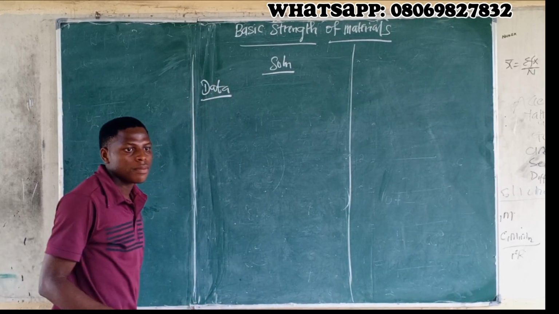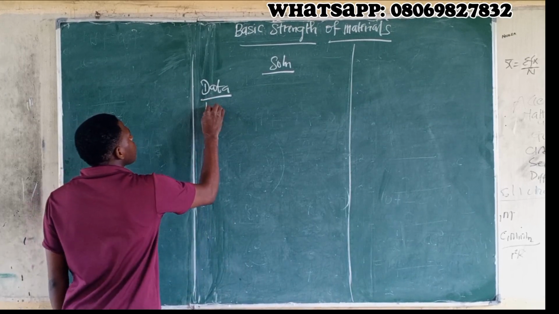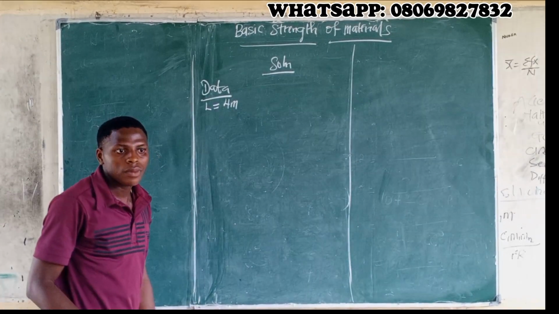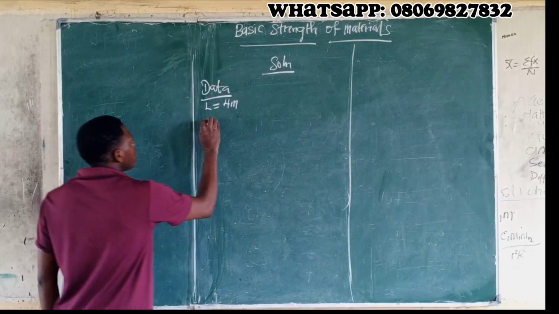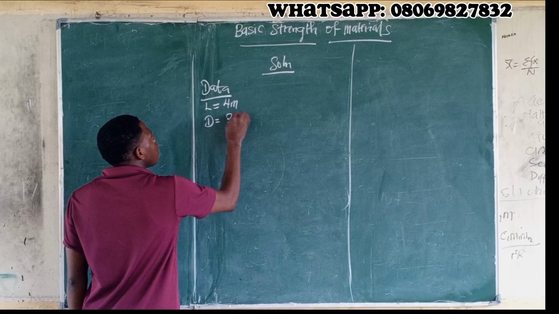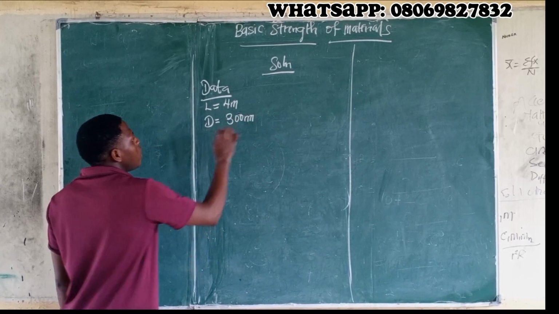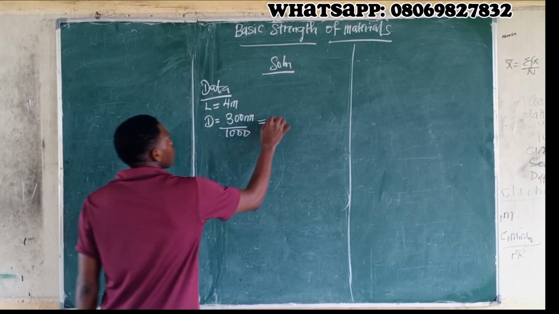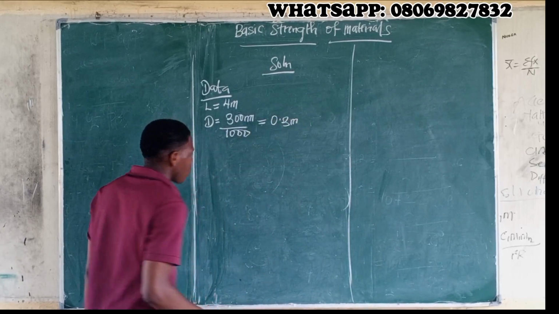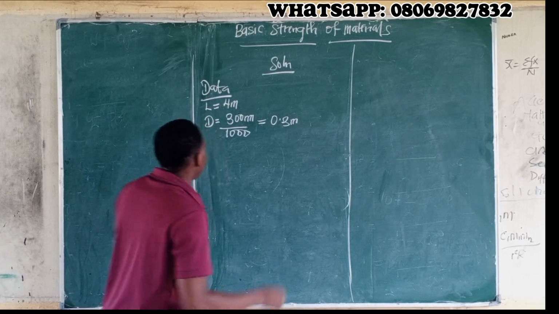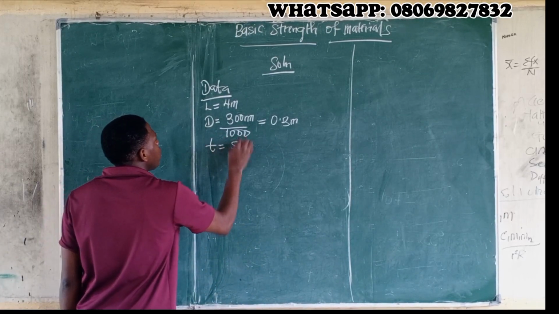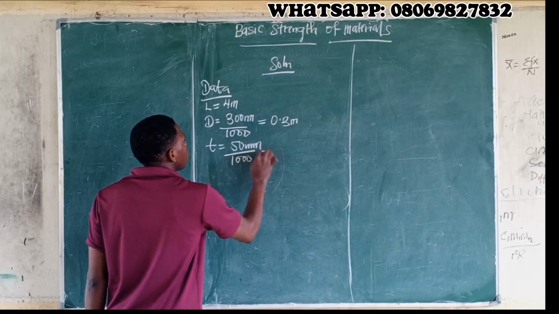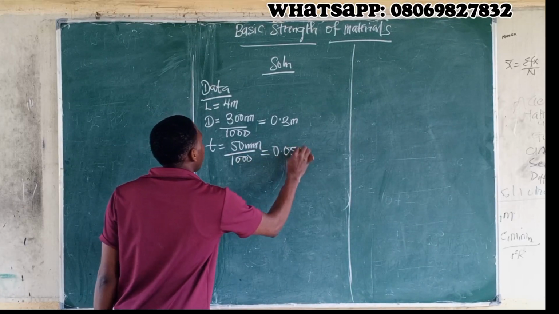What's the first thing given? They gave us the length, which is 4 meter long. What else? 300 millimeter outer diameter. So they gave us big D to be 300 millimeter. To convert millimeter to meter, divide by 1000, and this is equal to 0.3 meter. What's the next thing? Thickness, 50 millimeter. Now convert your millimeter to meter, you have 0.05 meter.